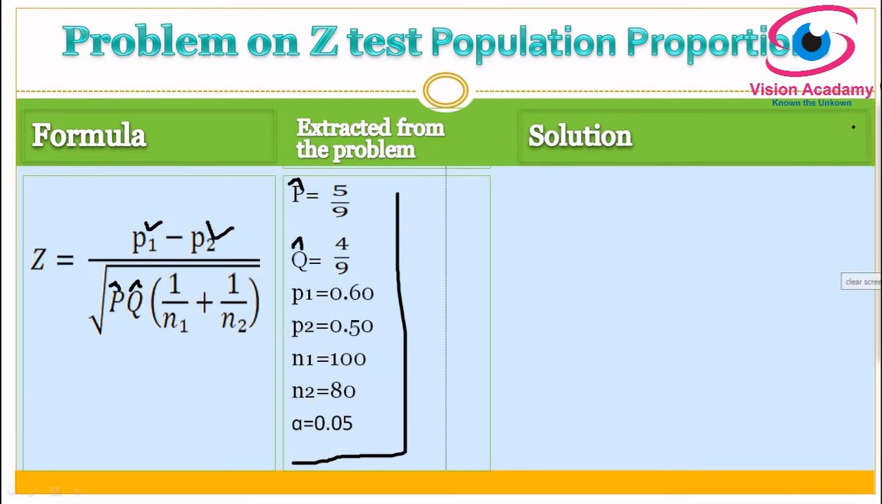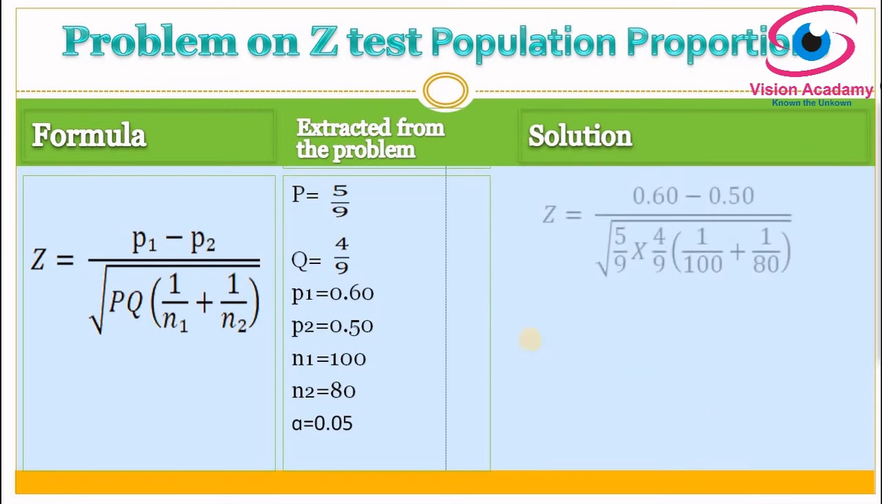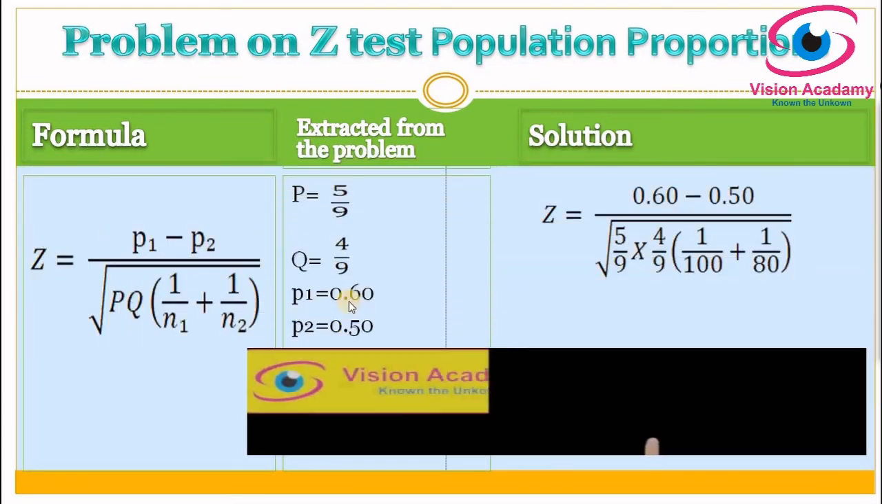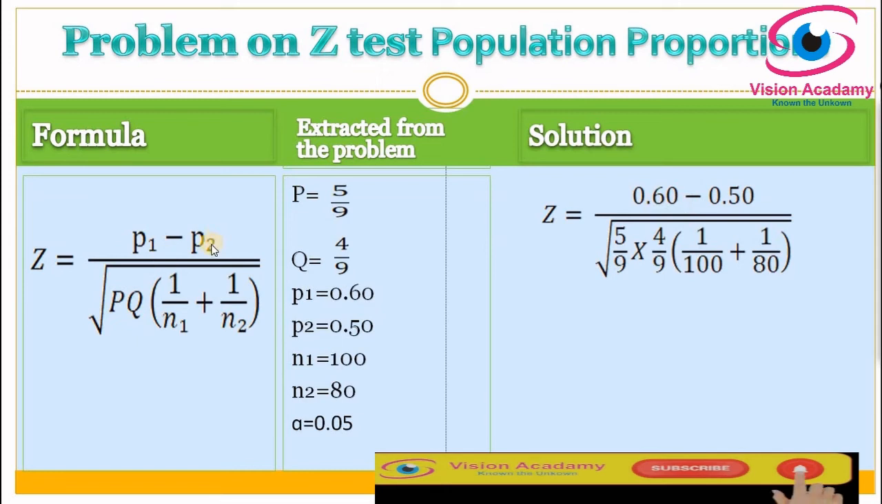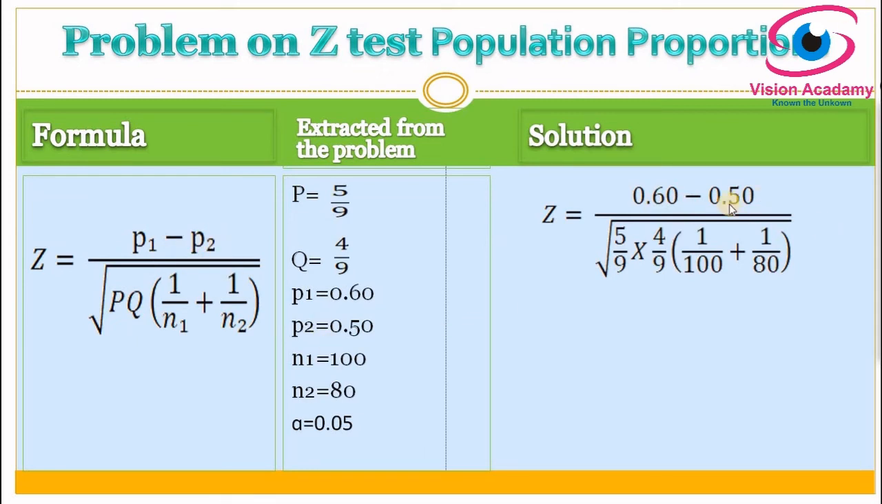Now we will apply this data to the formula, and after applying it, we will calculate the problem. So the details given here I have applied to the formula. For small p1, the population proportion from population 1 is 0.60, which I have added here. For population proportion 2, 0.50 I have replaced in the formula. Within the square root, the value of p hat is 5 by 9, and q hat, 4 by 9, I have also replaced. Within the bracket, 1 by n1, where the sample size from population 1 is 100, plus 1 by n2, where n2 is 80, the sample size from population 2.